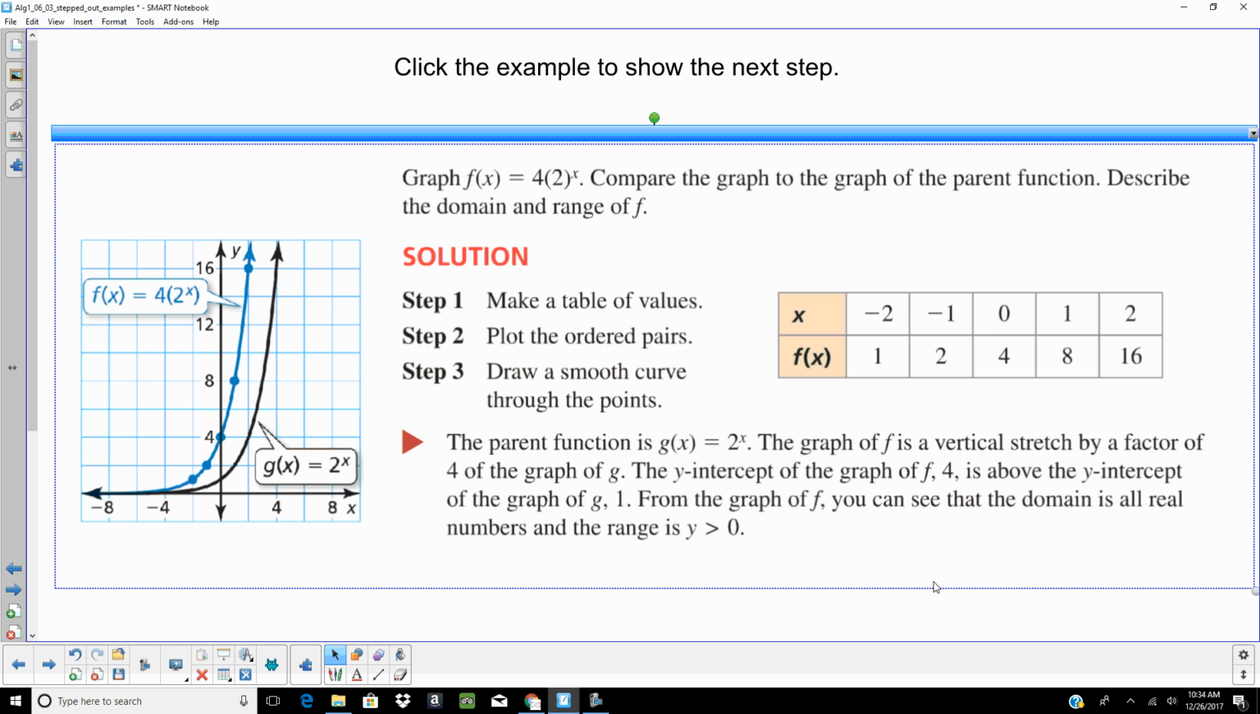So the parent function is going to be just 2 to the x. Whatever's with the exponent is going to be your parent function. On the parent function, your y-intercept is 1. On the new function, your y-intercept is 4. Your domain is all real numbers, and your range is y is greater than 0, because that graph is never going to go below the x-axis. You're never going to have any negative y values. So that's why the range is y is greater than 0.